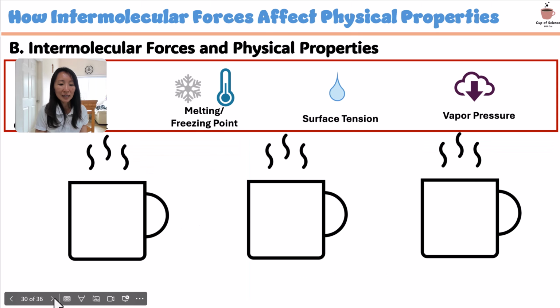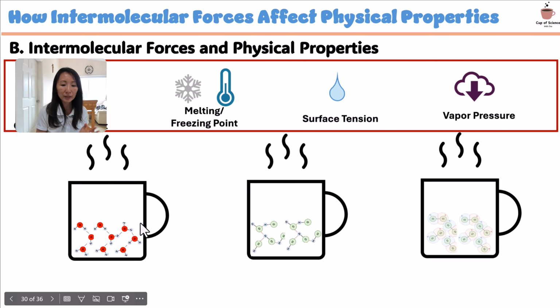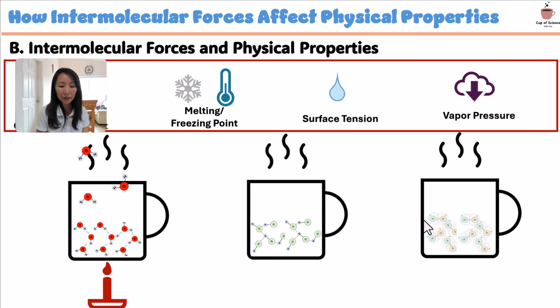So why is that so? I have 3 different cups, okay? And inside the cups are 3 different molecules. I have water here, HCl, and then I have Cl2. So this one participates in hydrogen bonding, this one in dipole-dipole, and this one in London dispersion forces. And I put it under a heat, and the heat source will give rise from liquid to gas. So it went from liquid to gas. Okay, so what does that mean?